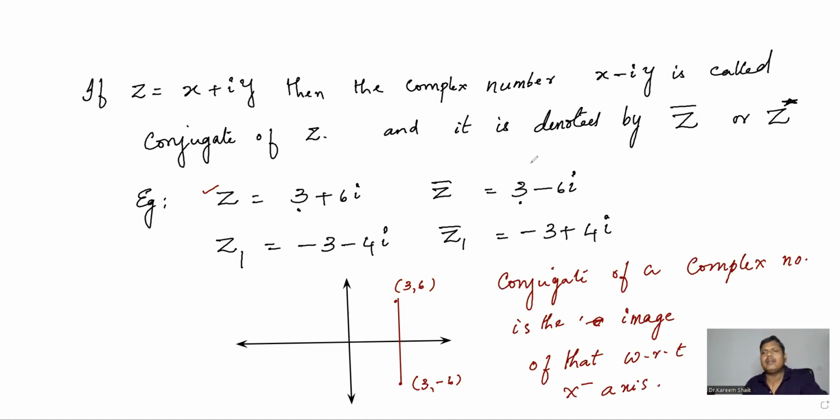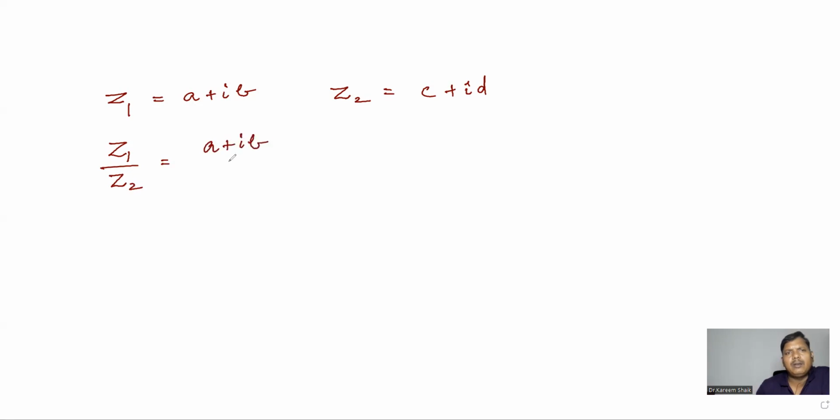There are some properties for the conjugate of complex numbers. We will discuss the properties of conjugates in my next video. Today, I am going to discuss division of two complex numbers. Let's see. For example, Z1, I am taking a plus iota b, and Z2, I am taking c plus iota d. I just want to find Z1 upon Z2. Here, my Z1 is a plus iota b upon my Z2, which is c plus iota d.